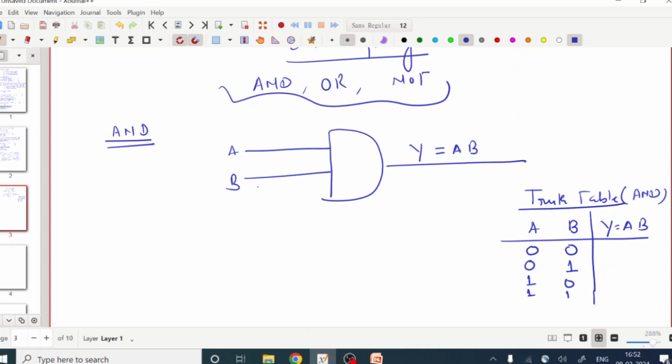So suppose here we provide an input, both inputs are 0 0. What will be the output? Multiplication of both means both are false, so the output is also false. 0 and 1, at least one is false, so the output is also 0. 1 0, the output is 0. And when all the inputs of the AND gate, here in this case only 2 inputs, are high, then only the output is high. In the rest of the cases the output is low.